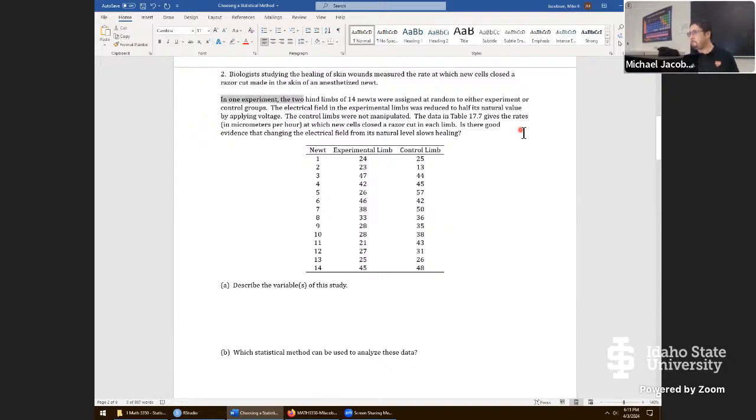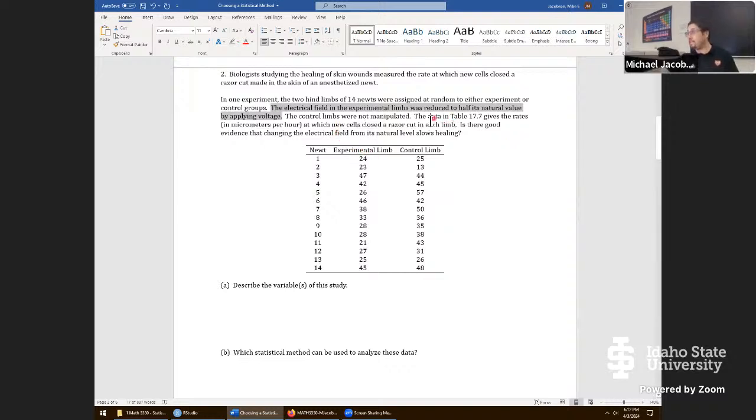In one experiment, the 2 hind limbs of 14 newts were assigned at random to either experiment or control groups. So each newt had 2 hind limbs, and either the left limb got the experimental treatment or the left limb got the control group, and they randomized which was which to eliminate any weird factors on healing rates potentially. And what did they do? They said the electrical field in the experimental limbs was reduced to half its natural value by applying a voltage. So they cut them and electrocuted them after anesthetizing them, but I kind of feel bad for these newts.